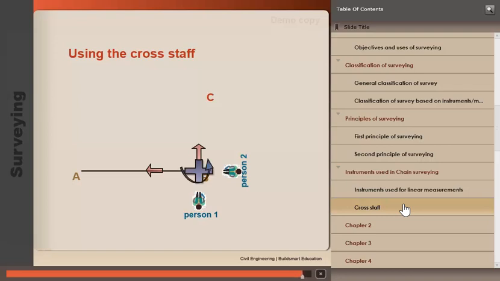Slowly, make adjustments by rotating the cross staff in place, so that the person at point B can see point A clearly, through the slit. At this time, a rod must be placed along the side of the other person. This line will be a perpendicular to line AB.